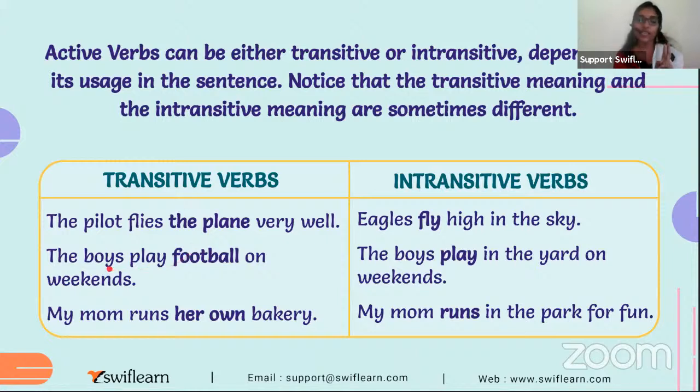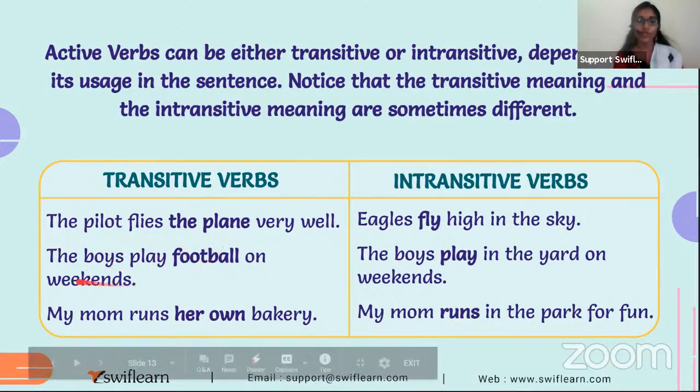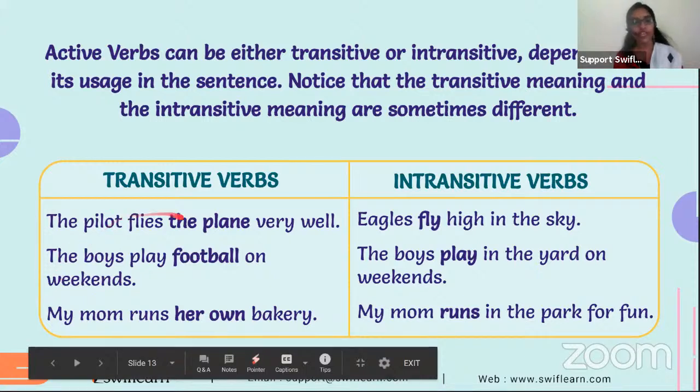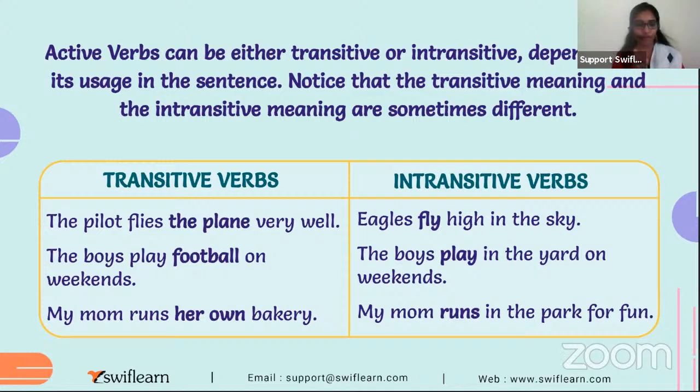And in the second sentence, the boys is the subject, play is the verb there, and football. So the action is passing from the subject to the object, and again, play is the transitive verb here. And finally, the third one, my mom runs her own bakery. So here, what's happening? Run is an action which is passing from my mom to her own bakery. And that's why we call these three sentences transitive verbs like flies, play, runs.